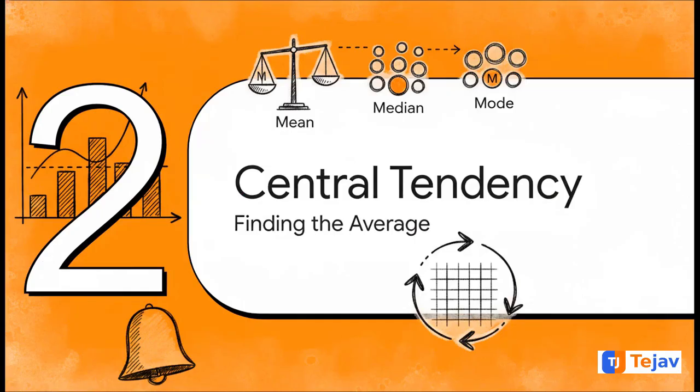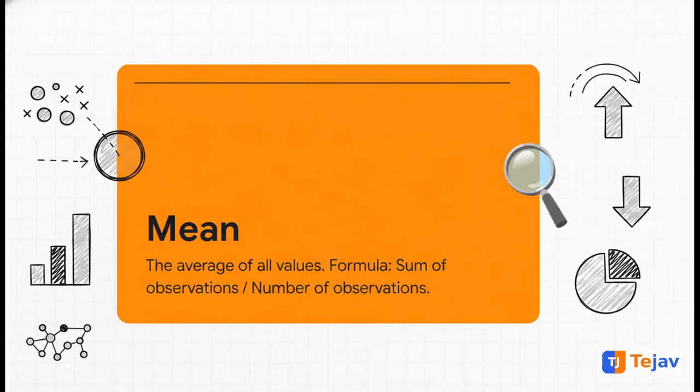Section 2. Measures of central tendency. These are essentially the tools we use to find the central or typical average value of our data. Let's look at the big three: mean, median, and mode. First up, the mean. The mean is just your absolute standard average of all the values in a data set. The formula is super straightforward. Mean equals the sum of all observations divided by the number of observations. In math terms, you'll usually see this written as sigma x over n. That sigma x part, it just means add all your values together.